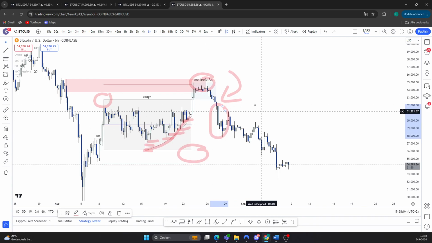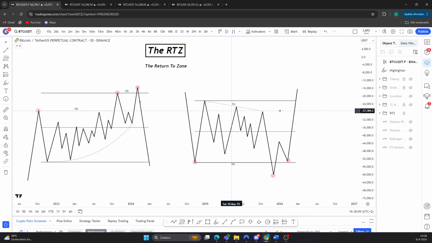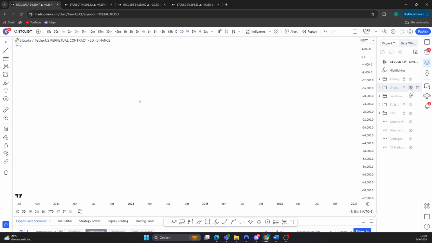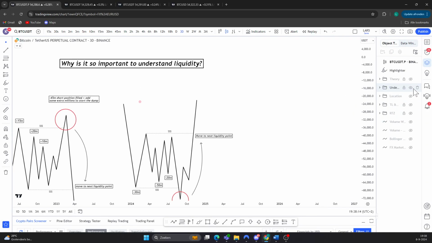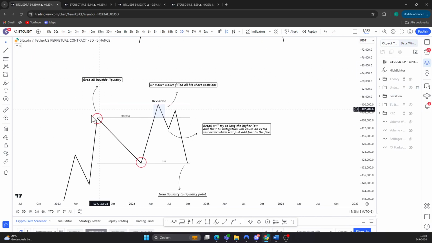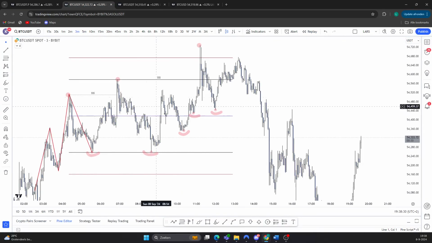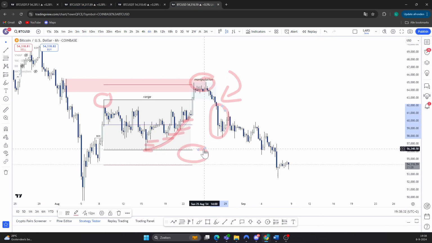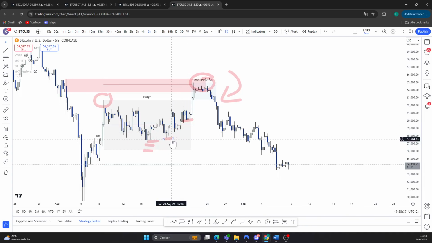That's literally just this, guys. What you see right now on my chart is literally what we discussed. Right here, grab all buy-side liquidity, deviation. Retail will try to long the higher low, thinking it is a break of structure, but it's a fake break. We move from liquidity to liquidity. That's literally this right here. That sketch is literally what you see in front of you, okay?